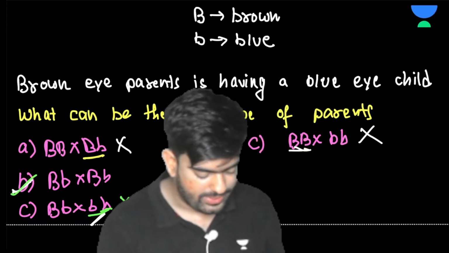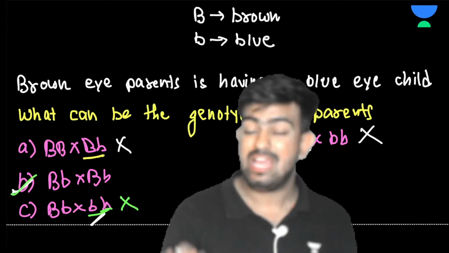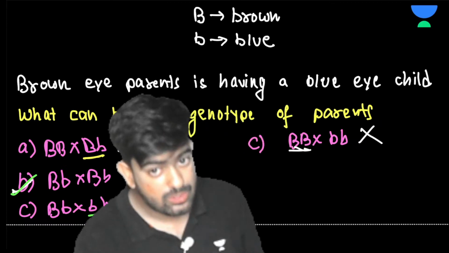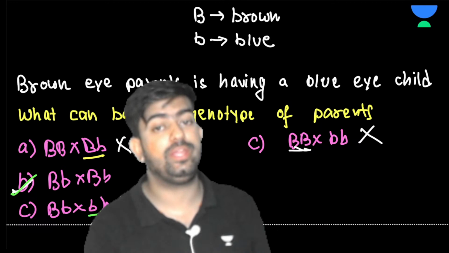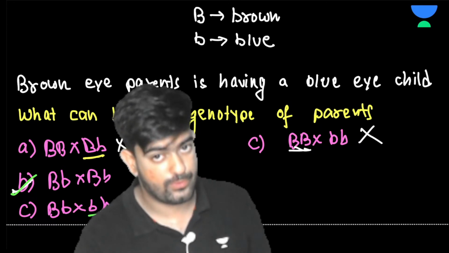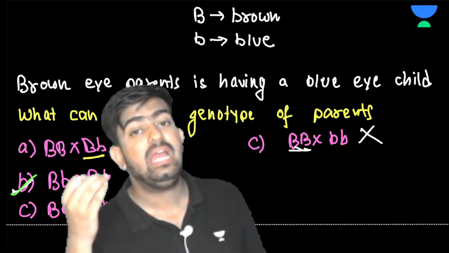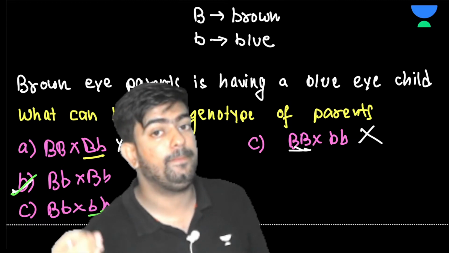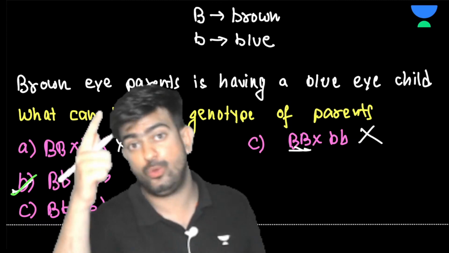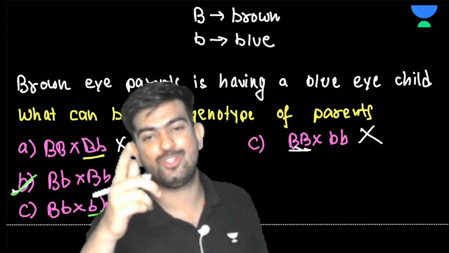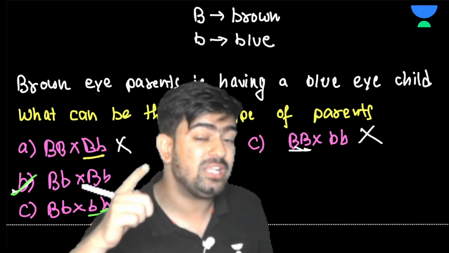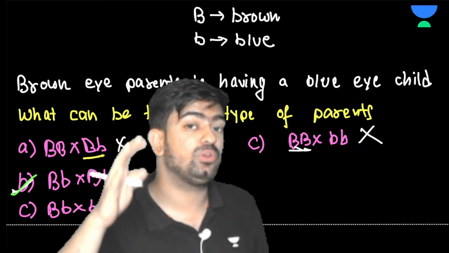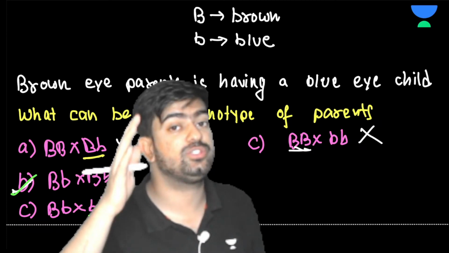I hope this question is very clear to you all, and this ends our session. In the next class, we will cover lots and lots of questions, and then we are going to start with post-Mendelian genetics. And don't forget to attend the class at 11 o'clock on Sunday, in which we are going to do lots and lots of questions on the cell cycle.